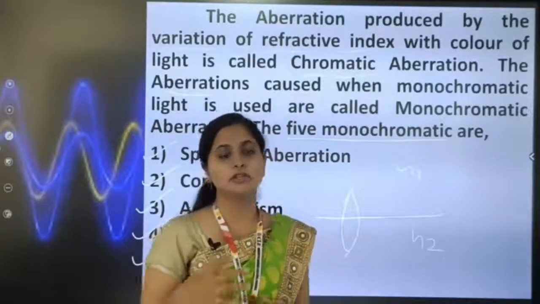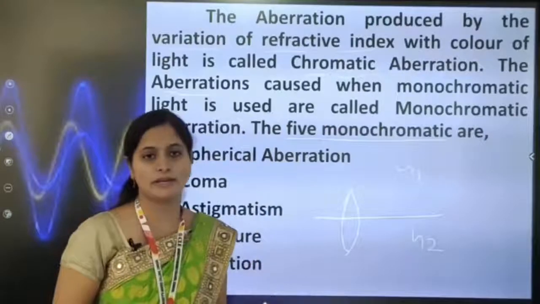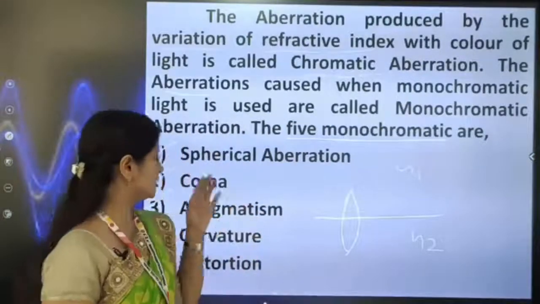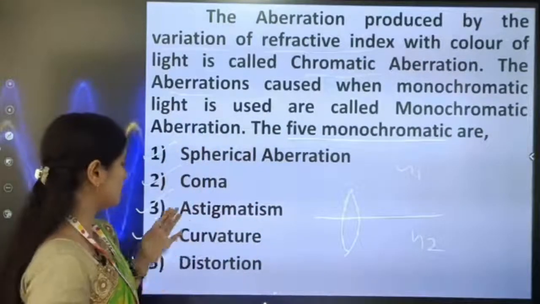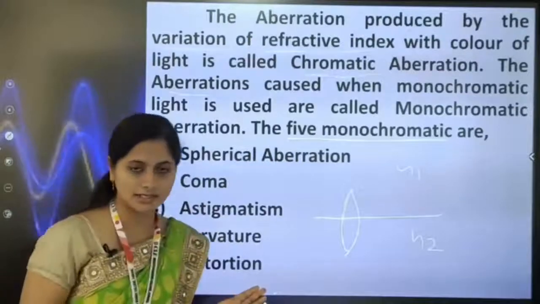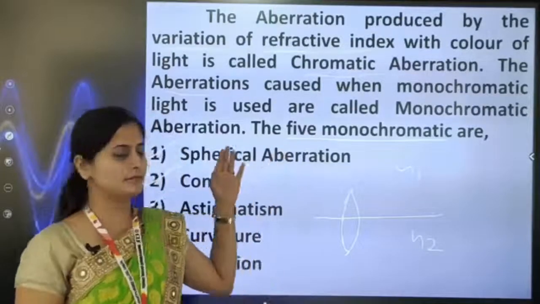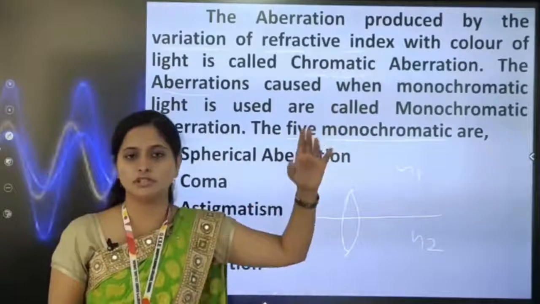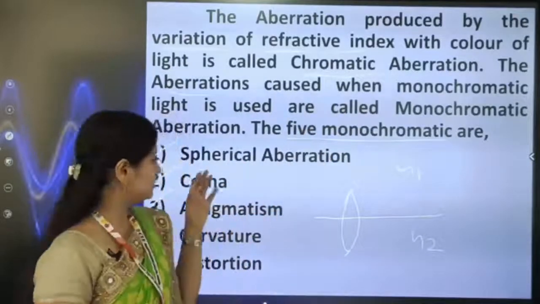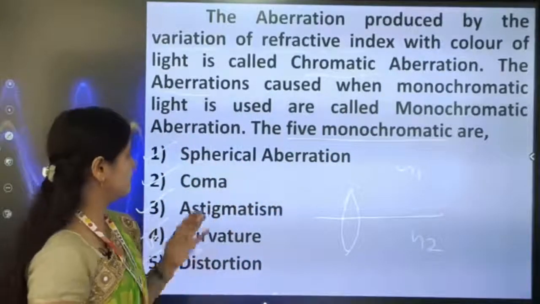So there are five monochromatic aberrations: spherical aberration, coma, astigmatism, curvature and distortion. So these five monochromatic aberrations will be produced. Next, one by one, we will study these aberrations.